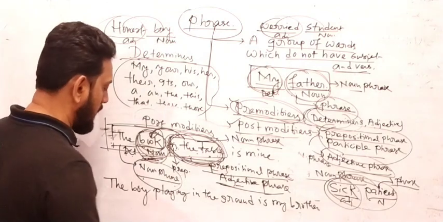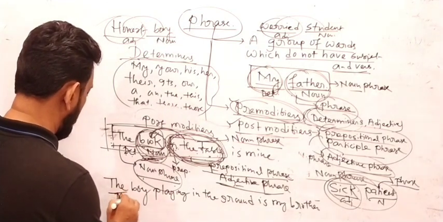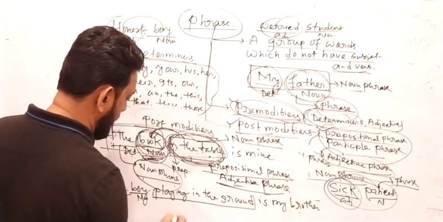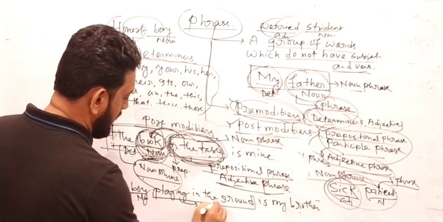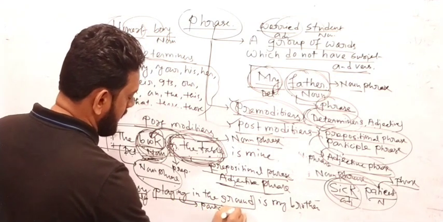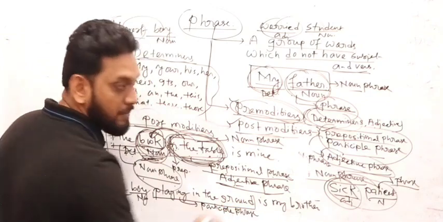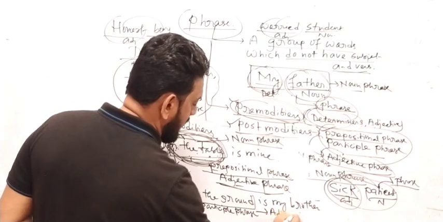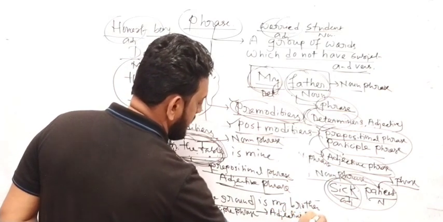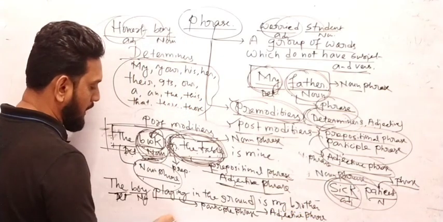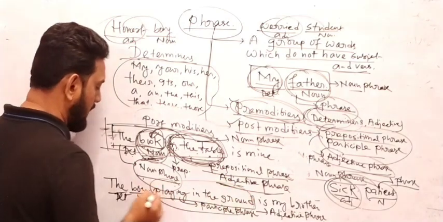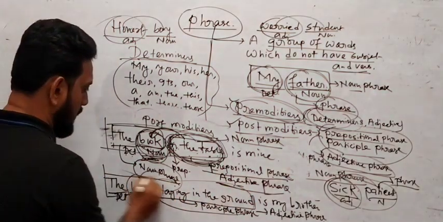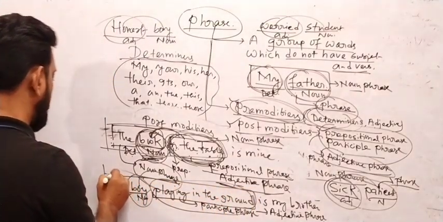Let me make you understand. Here you see, the is a determiner, boy is a noun, and from playing to ground is a participle phrase. And a participle phrase also acts as an adjective phrase. So I can write it also as an adjective phrase. Why do we call it an adjective phrase? Because playing in the ground comes for this boy, for this noun.